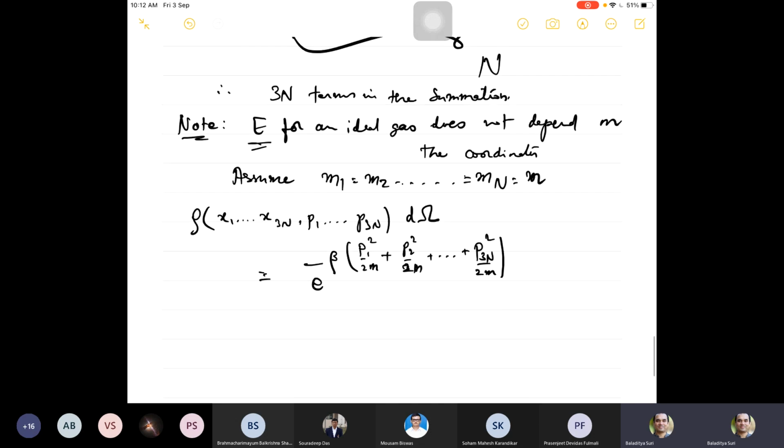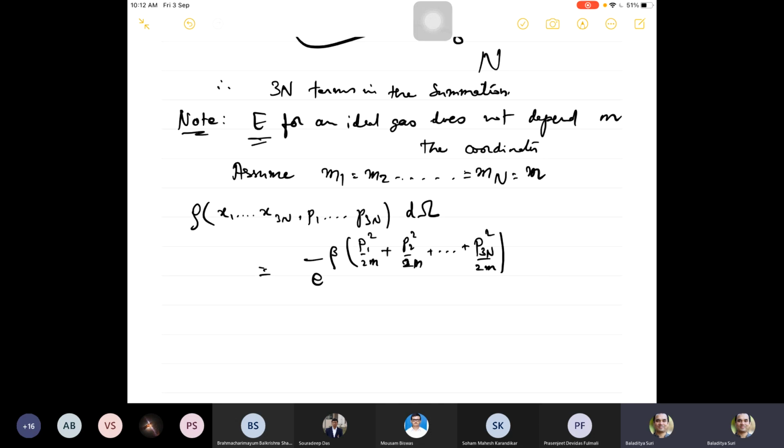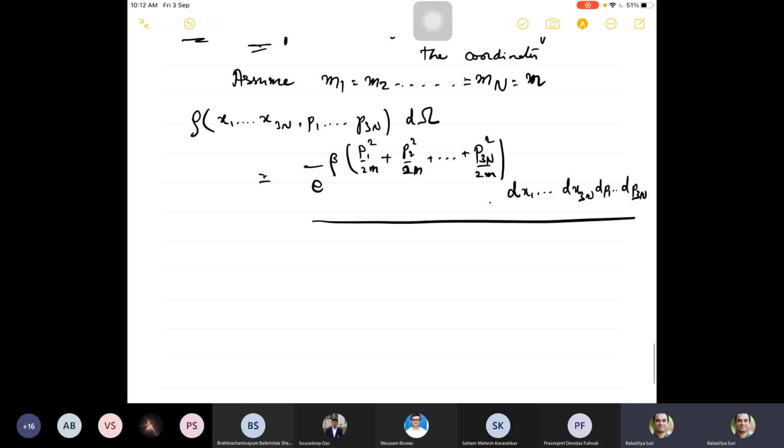So we will have in principle a term like this from the exponential. And then of course we should not forget the d omega part. So we'll have dx1 so on to dx3n and dp1 so on to dp3n in the numerator. And in the denominator we have the normalization factor, which I will write as this, and then dx1, dx2 so on up to dx3n, and then dp1 so on up to dp3n, and the same factor again.